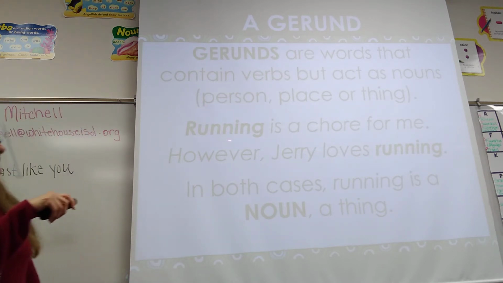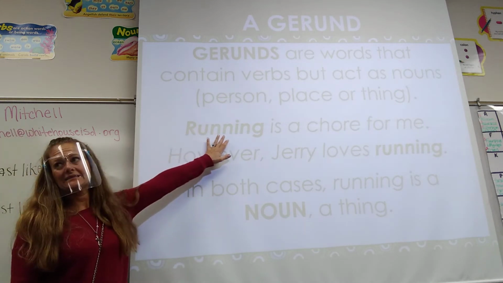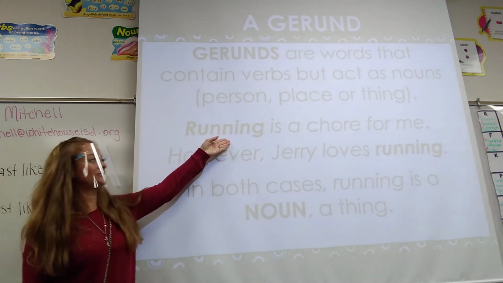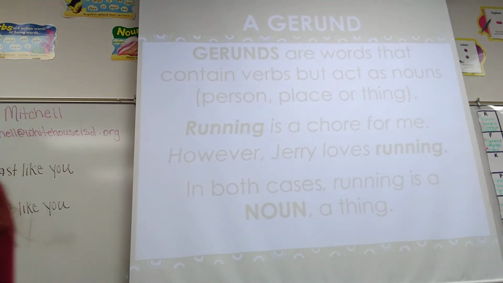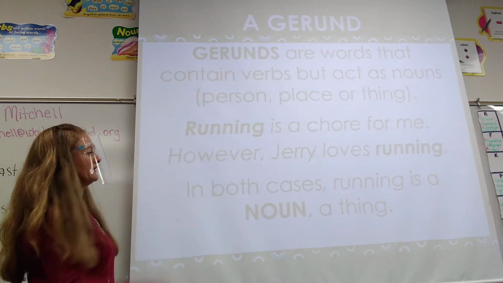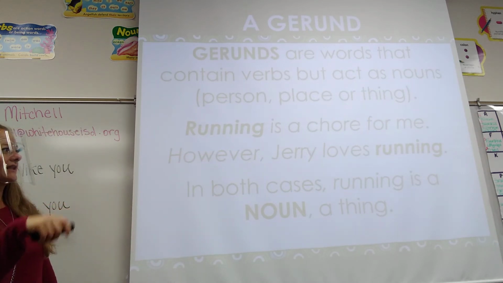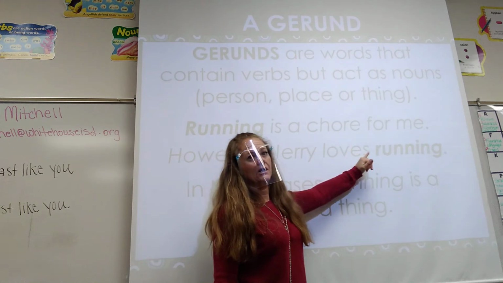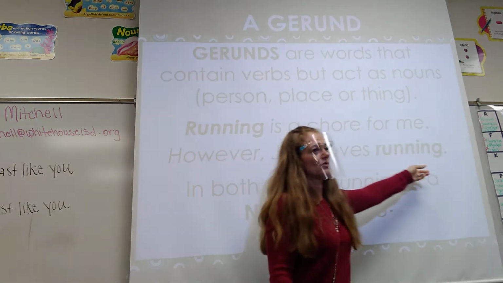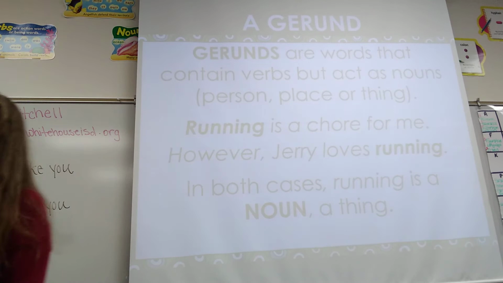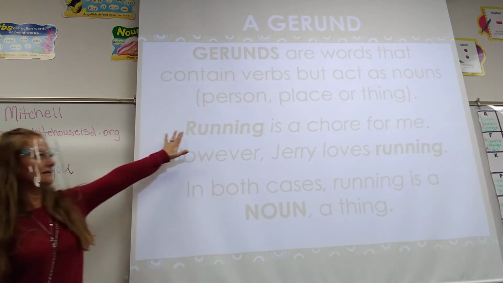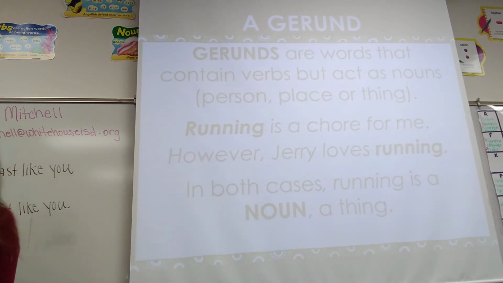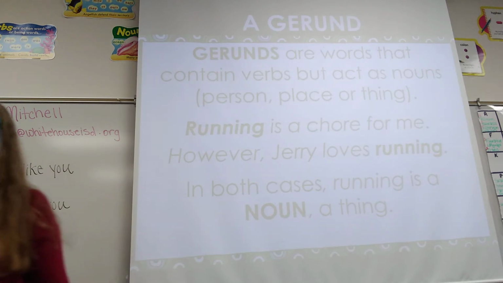So, like, running is a chore for me. Running is the gerund because that's part of the subject. Okay, running is a chore. Your verb is is a chore. That's your verb in there, and for me is part of your subject. However, Jerry loves running. Loves is our verb. That's the action. So running, the gerund, is a noun in that sentence. In both cases, running is a noun. So in both these sentences, running is not the verb in the sentence. It's the use of a gerund, and it's actually a noun.